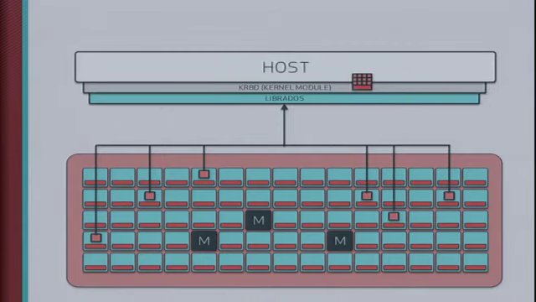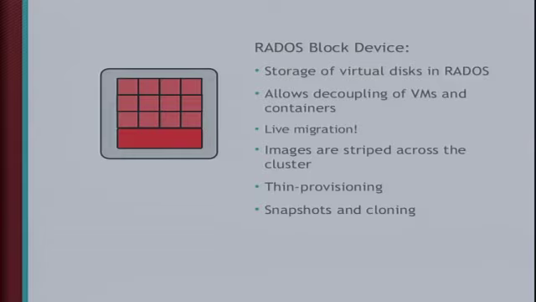There's another way to access it, which is through a kernel module, which has been upstream in the Linux kernel since 2.6.37. And that lets you expose the block device directly on the host, just like a regular Linux block device. So these block devices are thin provisioned, and they're striped across RADOS objects, so you get the performance of many, many spindles in one virtual disk. They also support advanced features like snapshots and cloning. And they let you decouple the host, or the virtual machine you're running, from the underlying storage it's using.